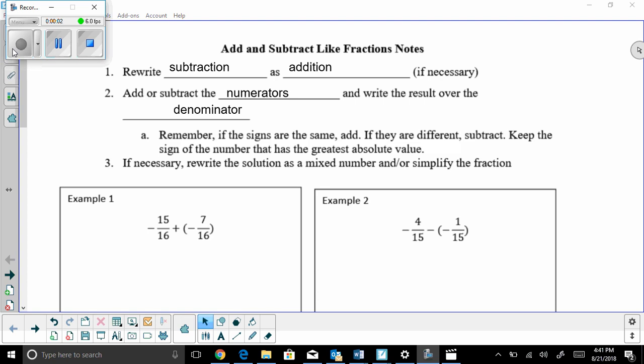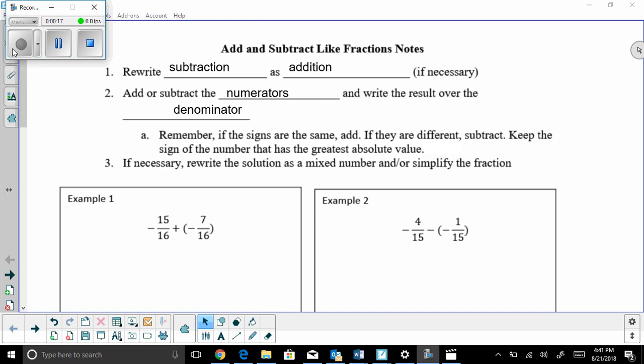In this lesson, we're going to talk about adding and subtracting fractions that have the same denominator. I'm pretty sure you are used to adding and subtracting fractions that have the same denominator. The only thing that's different is that we now have some negative numbers involved. So please fill in the blanks.